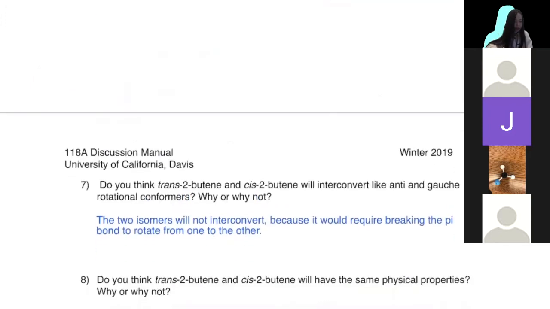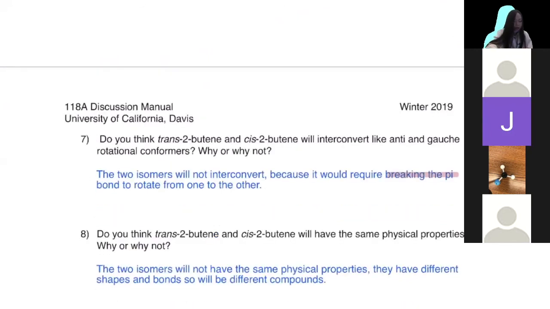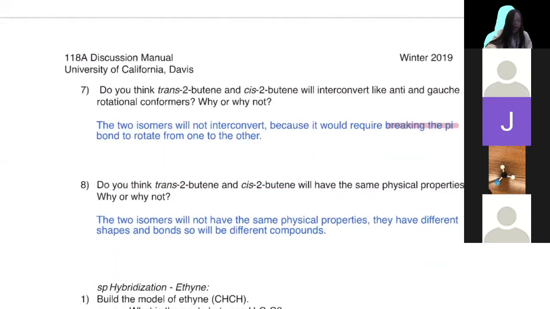Do you think trans-2-butene and cis-2-butene will interconvert like anti and gauche rotation conformers? No, because they cannot rotate. It's still about breaking the pi bond. So you are never going to draw an energy diagram like that in SP2, like what you have been drawing in SP3. Do you think trans-2-butene and cis-2-butene will have the same physical properties? Of course not. You're going to learn how different they are in 118B, so you don't have to know exactly what the difference is now.